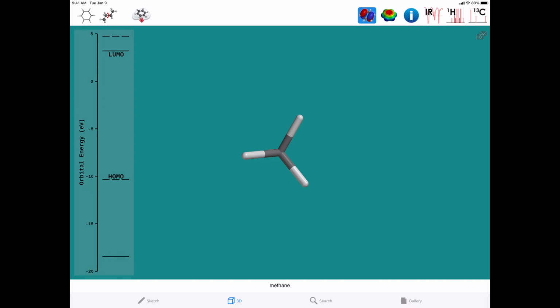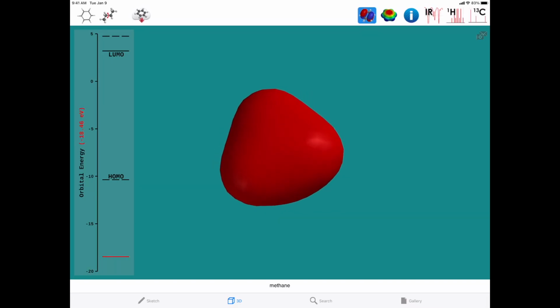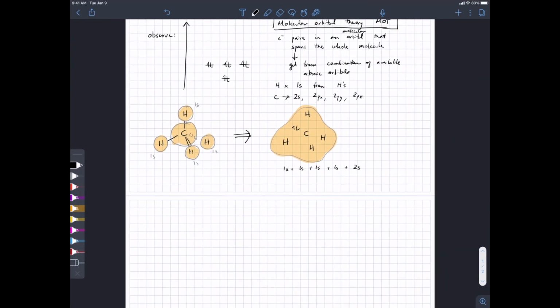Remember how I told you one was lower in energy? That's what it looks like. So see the similarity there to what we drew here. 2 electrons delocalized across the entire molecule. And we no longer care which bond they go with because they don't go with a bond. They're just in an orbital.